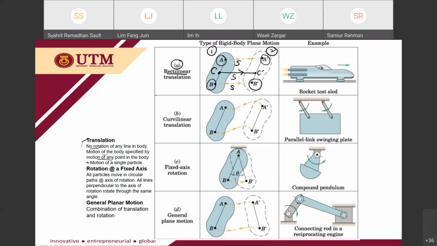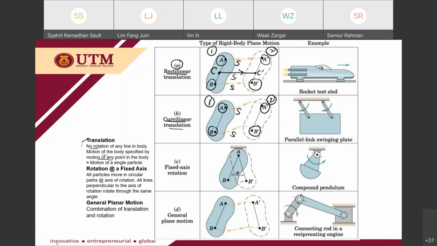The second one is another translation, but this is a curvilinear translation. The difference between rectilinear and curvilinear is that the path of the point of the rigid body from the first position to the second position is a curved path. From point A to A prime, from B to B prime is a curved path, but the distance covered by A to A prime and B to B prime is the same.